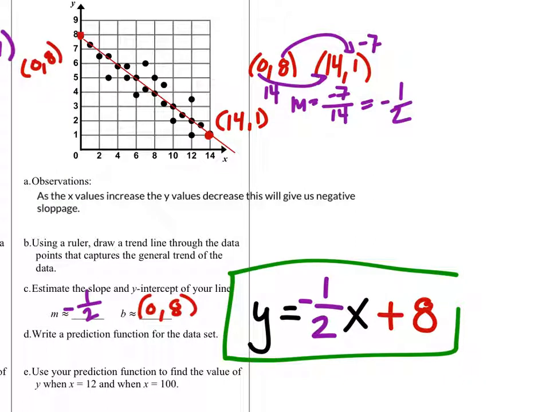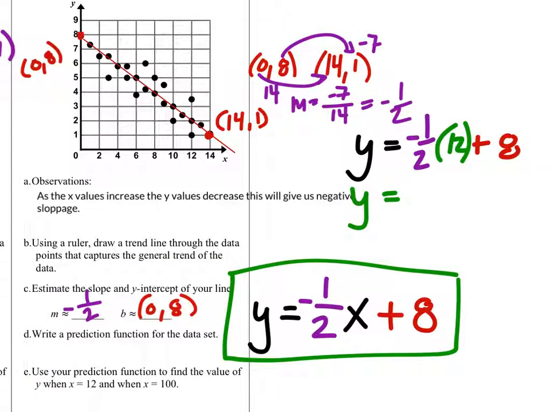And it wants us to predict what the Y value would be if X were 12. So let's go ahead and put that in. We got Y equals negative 1/2 X plus 8. And I'm going to replace X with 12. So if I solve this, I would get Y equals negative 6 plus 8. So my Y value should be 2.